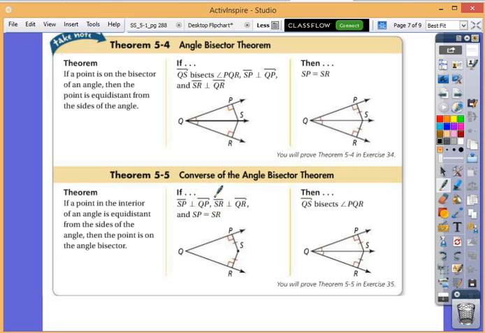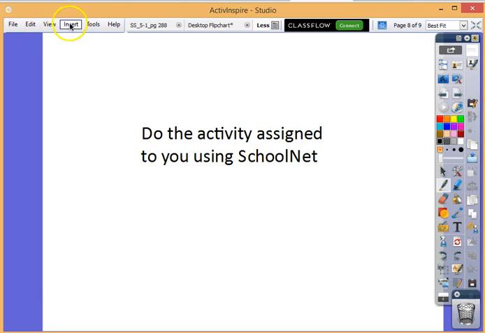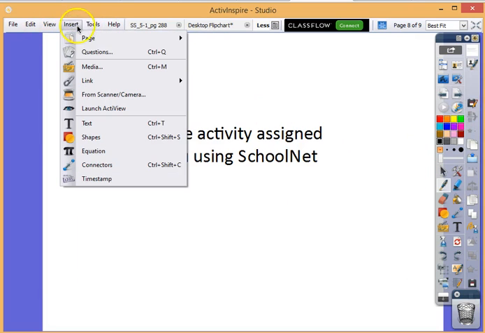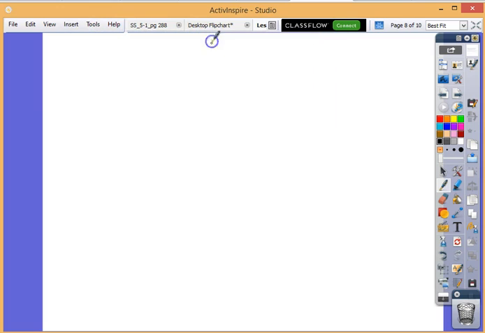Conversely, if we have a situation where we've got a point that's equidistant from two lines, then if you draw a line through the vertex of that angle and that point, you will get the angle bisector. So how is this going to play out? Let me just do a quick example for you here.